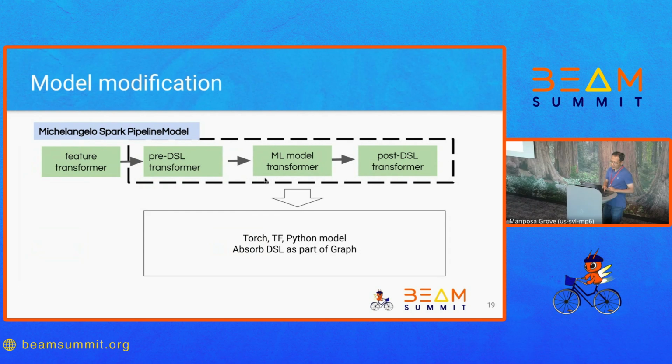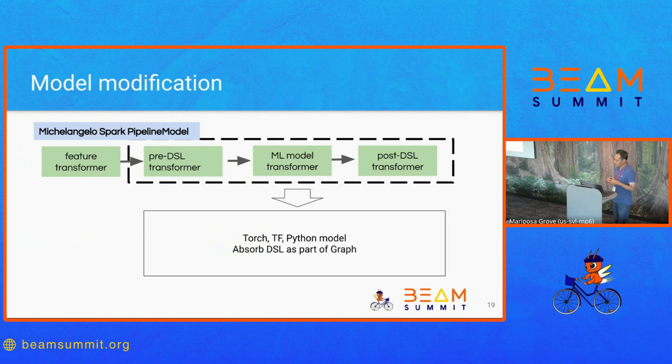So to predict Ray, we actually modified our model. Basically, the feature part we leave to Spark, but for the other parts, we make it into a large model. For the learning model, because it's a Torch or TensorFlow Python model, it can easily work with Ray. For the DSL transformer, we are trying to merge them into the graph, so this way it can be handled by Ray in the Python environment.